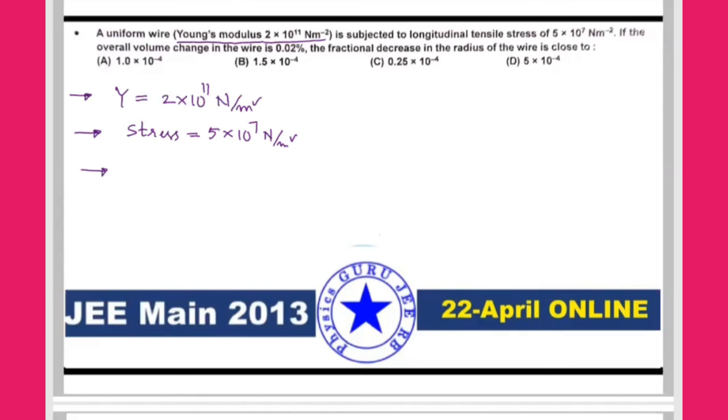That means change in volume, I can write delta V by V equals 0.02% divided by 100, or delta V by V can be written as 2 into 10 to the power of minus 4. Is it clear, this one? Hope this is clear till this point. Now what we require is the fractional decrease in radius, that is delta R divided by R. How to calculate?